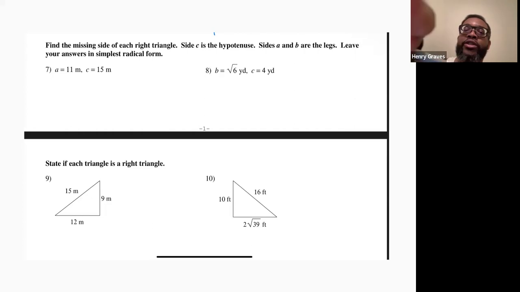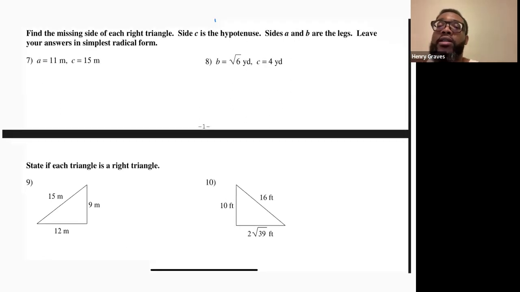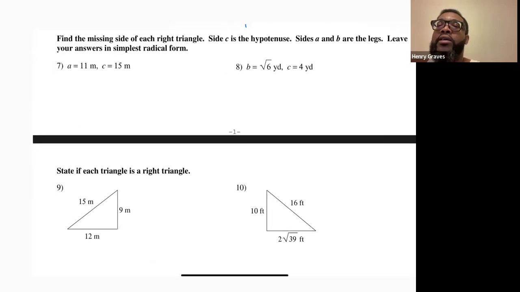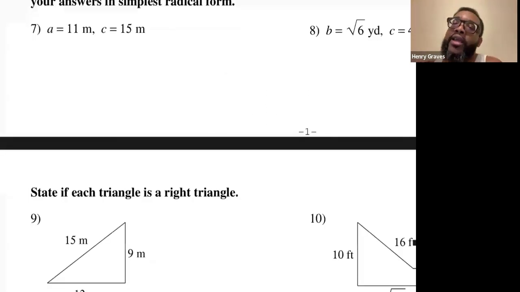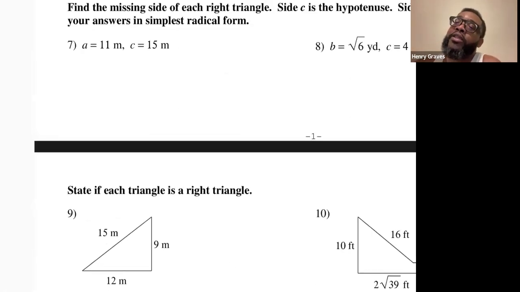So let me make sure I can actually do my work here and zoom in if I need to zoom in. Yes, I can. Sweet. Okay, so on this one here, number 7, they gave you two legs, right? They said that A is 11 and C is 15. So that means that we don't know what B is equal to at all, right? We don't know what that is.